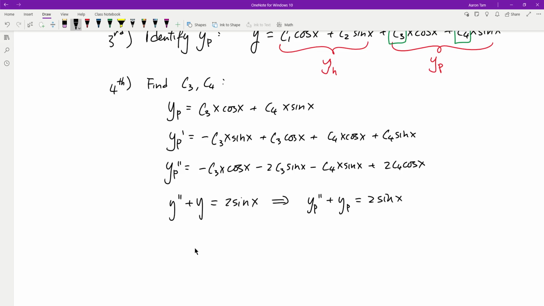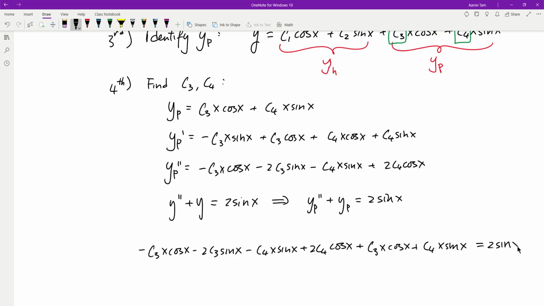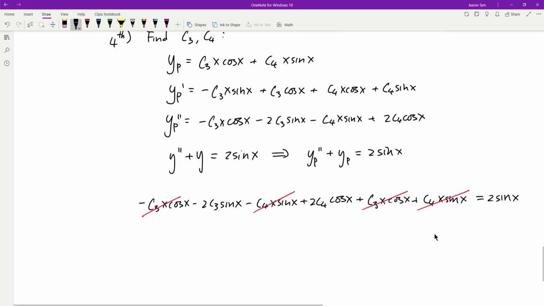So let's see what happens. That would be negative c3 x cosine x minus 2c3 sine x minus c4 x sine x plus 2c4 cosine x, plus y sub p, which is c3 x cosine x plus c4 x sine x, and that should equal 2 sine x. Now notice what happened. The c3 x cosine x actually cancels with the c3 x cosine x right there. The negative c4 x sine x actually cancels with the c4 x sine x over here, and therefore leaves us with this equation.